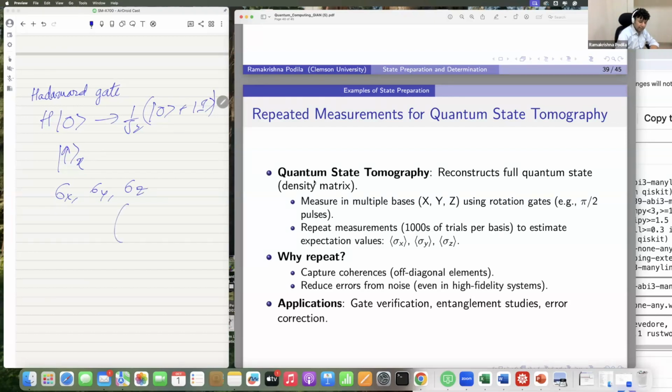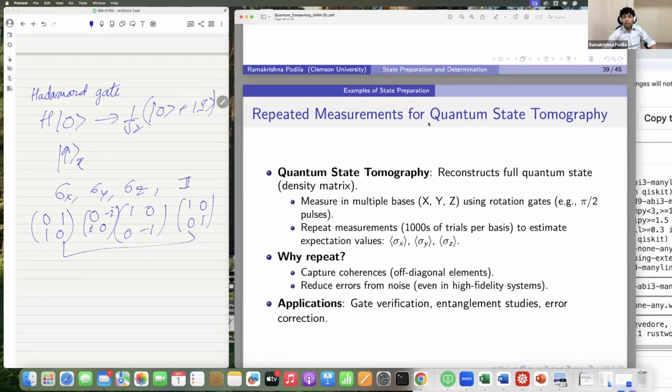Sigma z you can think of as 1, 0, 0, minus 1. Sigma x would be 0, 1, 1, 0. And sigma y, I think, is 0, minus i, i, 0. Is that right? Now if I combine these with the identity matrix, which is 1, 0, 0, 1, these form the basis for expressing any two-dimensional matrix.